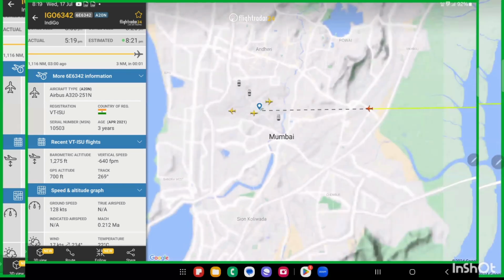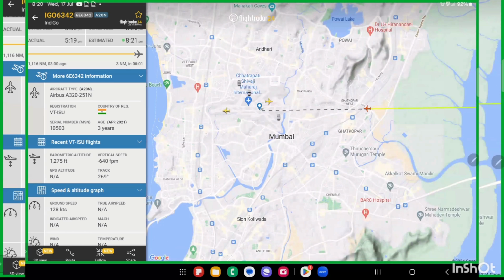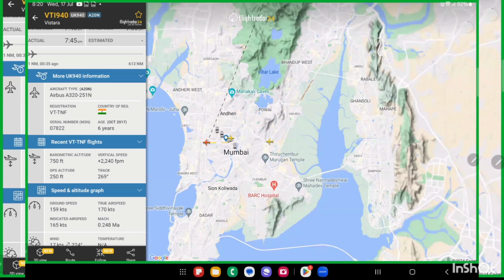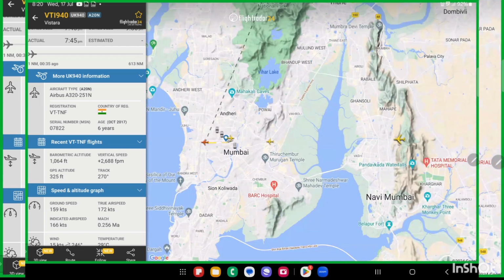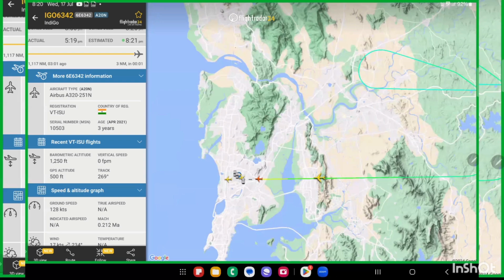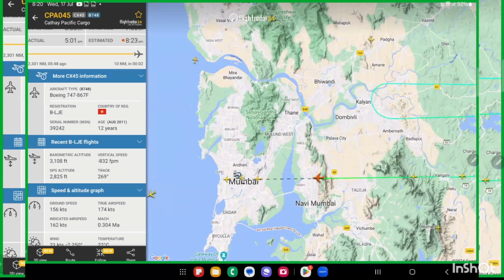Can you see this airport region? Yes. So the approach control will do what? It will sequence one aircraft after the other. For example, this aircraft you see has come from here. This aircraft has come from here. This one is coming from this place.